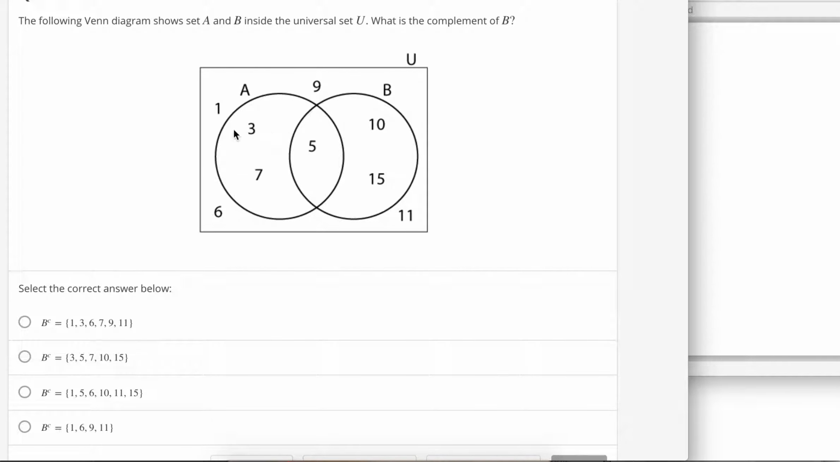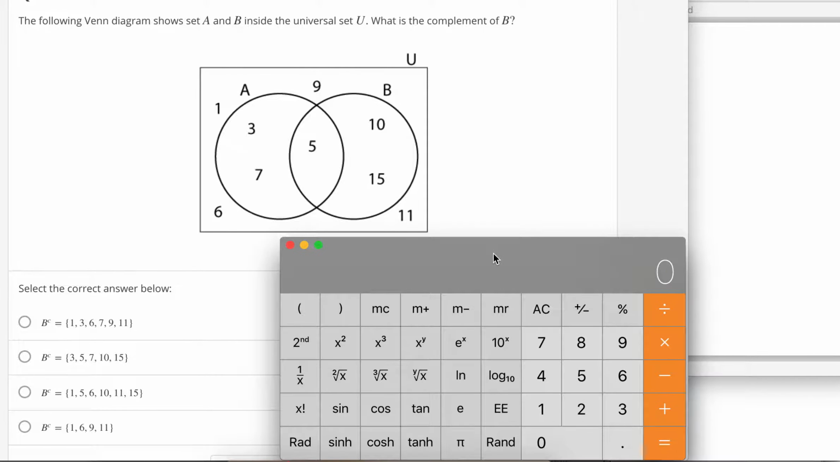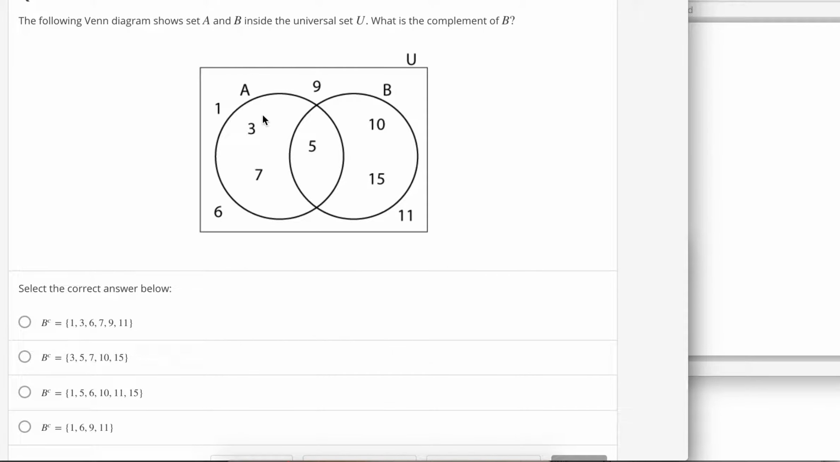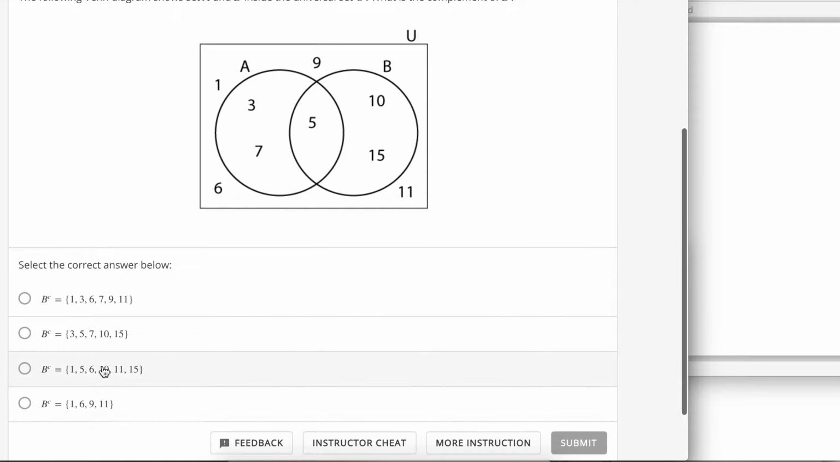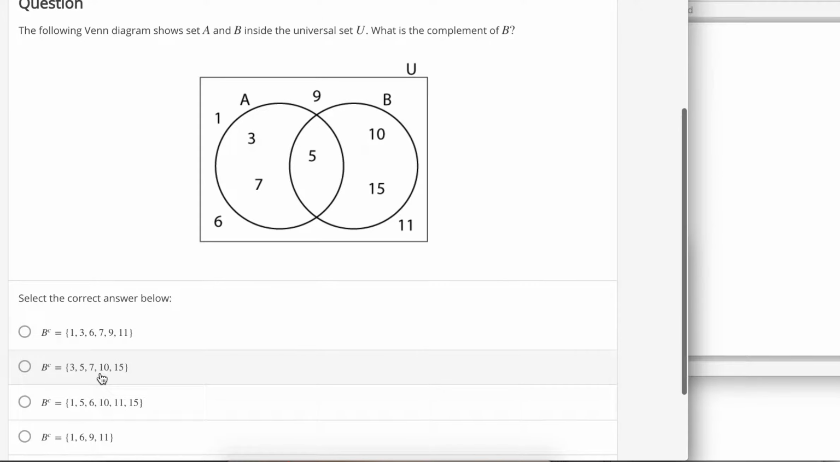So for this question, I'm going to count out 3 and 7. That makes 10 people. 3 plus 7 plus 1 plus 6 plus 9 plus 11. See how I'm just adding the values that are outside the set of B? This 11's outside, the 9's outside. If you add those up, that'll give you the complement. Oh, sorry, and it's the values here. So the complement, there's a 3. So it looks like these options don't have a 3 in them, so I'm not going to use those. There's a 3 in the complement set.